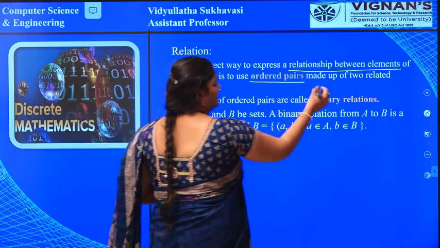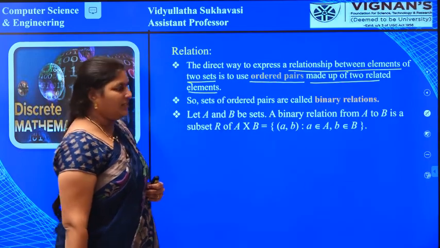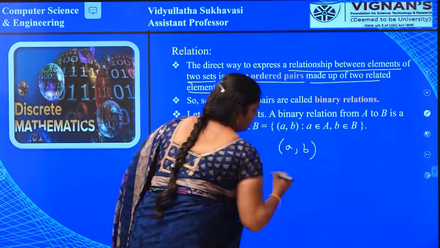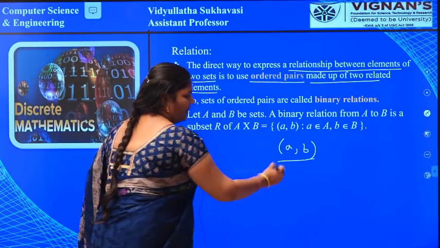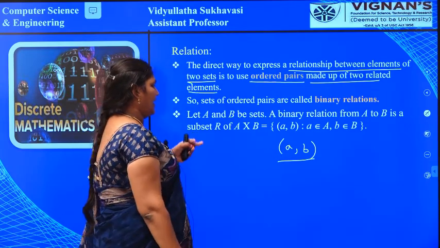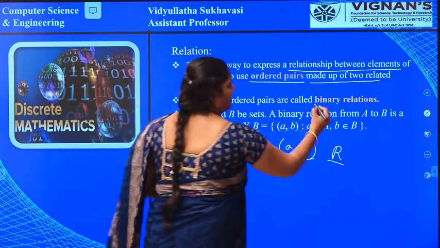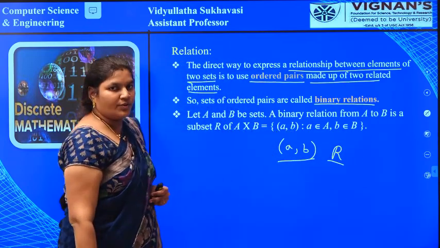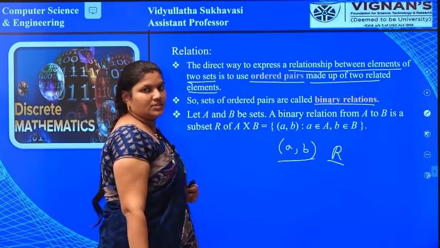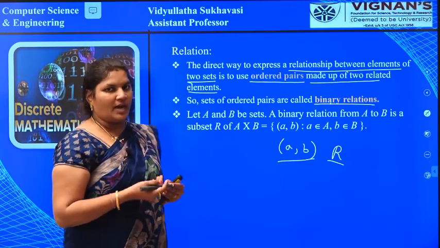The ordered pairs are made up of two related elements. An ordered pair is represented as (a, b). This is an ordered pair combination. The set of these ordered pairs is represented as a relation R, and that relation is called a binary relation. So a set of ordered pairs is called a binary relation.